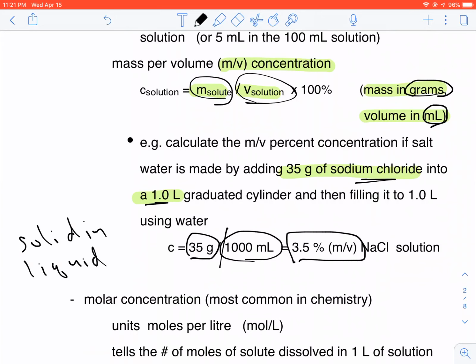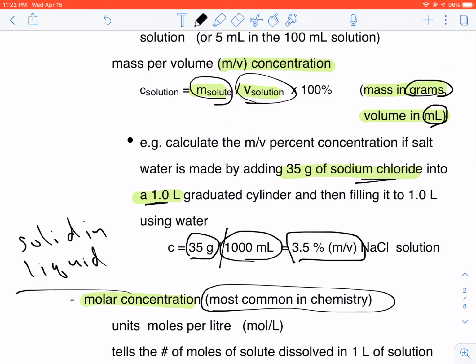Okay, now, that being said, that's helpful for some things that we do, but for the most part as a chemist, remember, we're talking about how many atoms or how many molecules, or in this case, how many moles of a chemical are dissolved in a liter. This becomes the one that chemists use. This is called the molar concentration. This is the one that I always use and that you will always use.